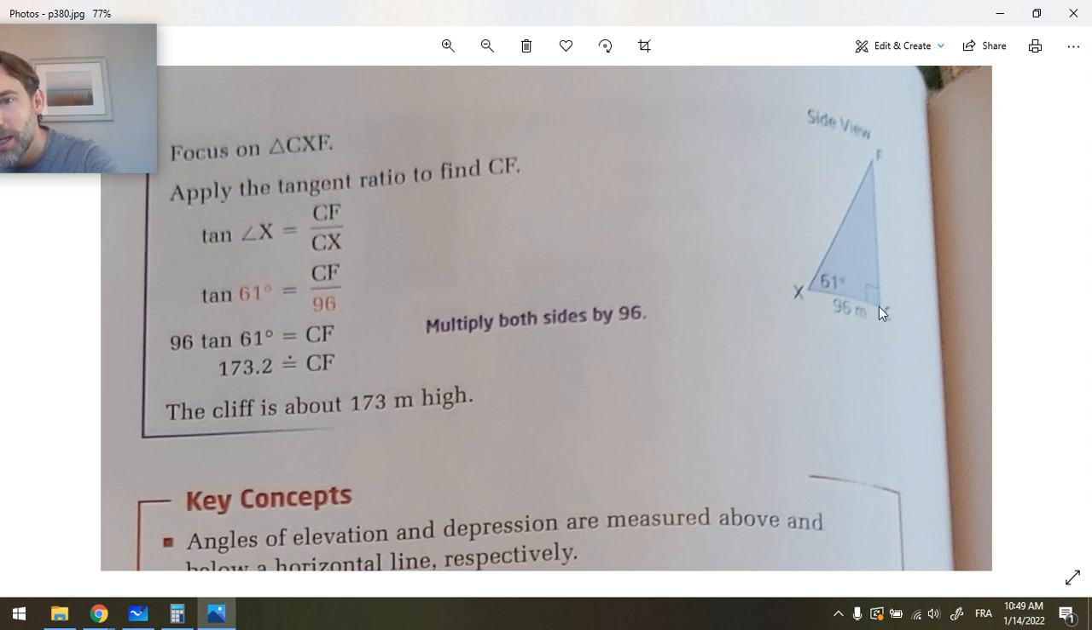Okay, so now focus on triangle CXF. There's CX, and they just found that with the other triangle, 96 meters, if you recall. This angle is also measured. That's the vertical angle that you have to look up at from one side of the river to see the top of the cliff. Again, it's using tangent to find the height of the cliff there. And so you have CF over 96. That's opposite over adjacent. Multiply both sides by 96 to get the cliff is 173.2 meters tall.